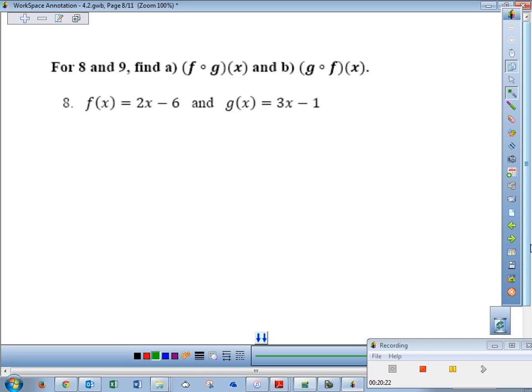Now, a little preview for next time. Let's find f of g of x, and then find g of f of x. So let's do our work shown like this. F of g of x. Who comes first?